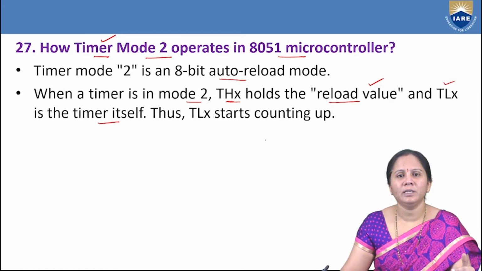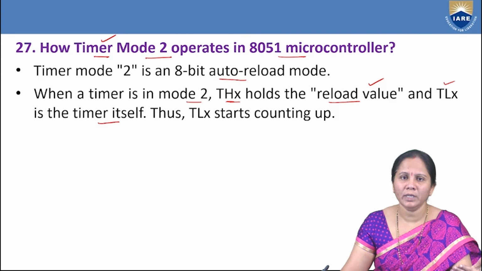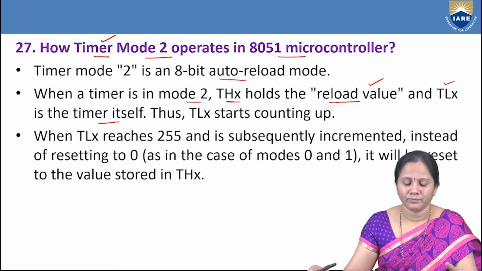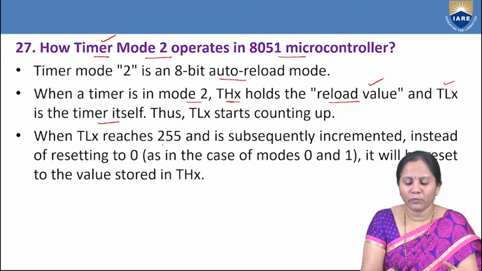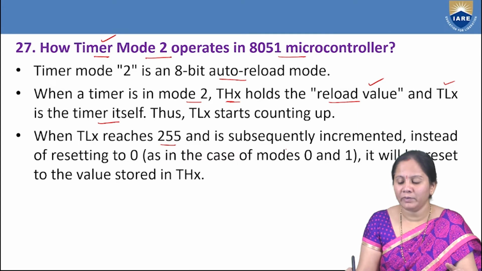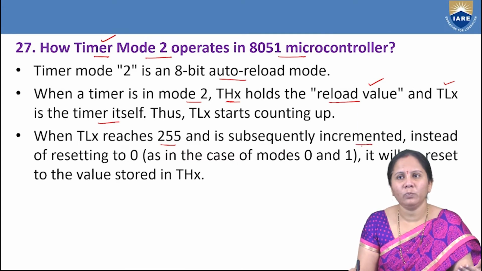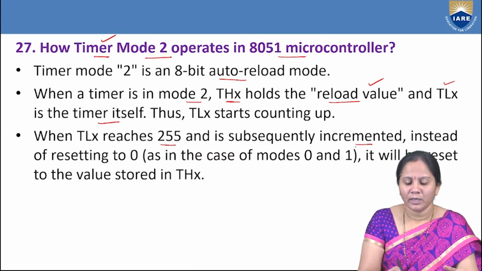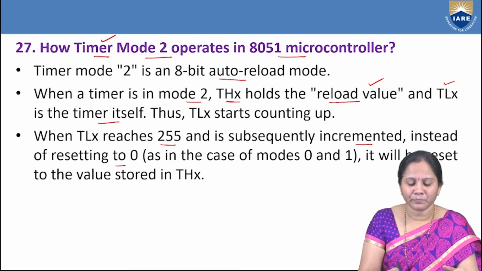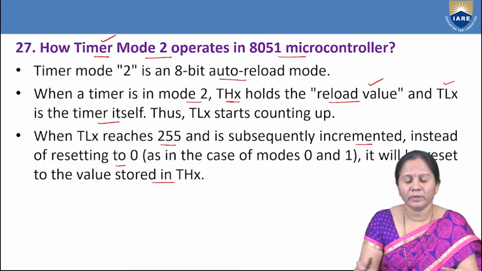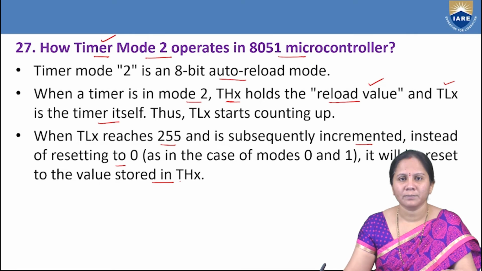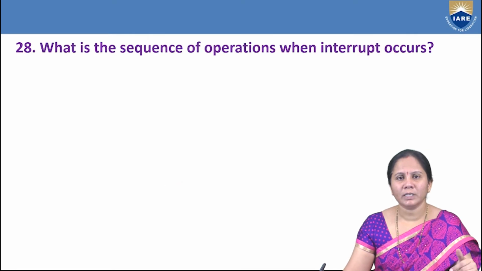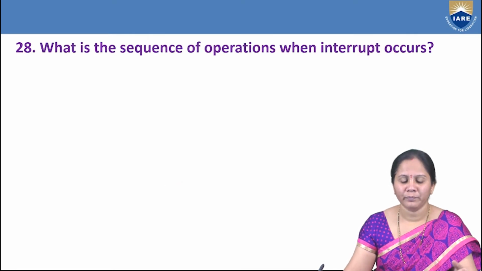So always the TL value starts counting up. When TL reaches 255 and it is incremented one more time, instead of resetting to 0, it will reset to the value in THx. So that is the timer overflow.